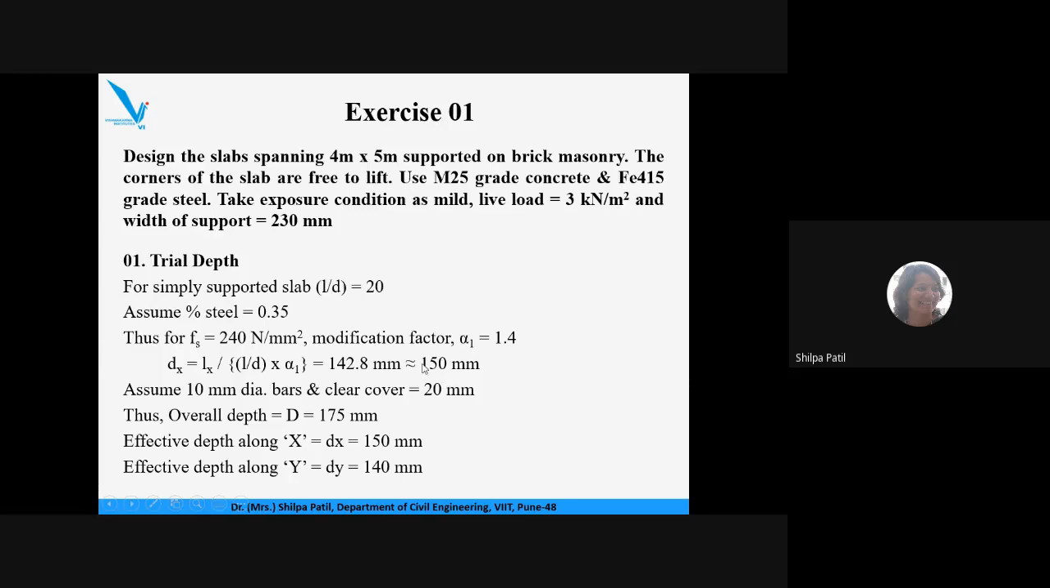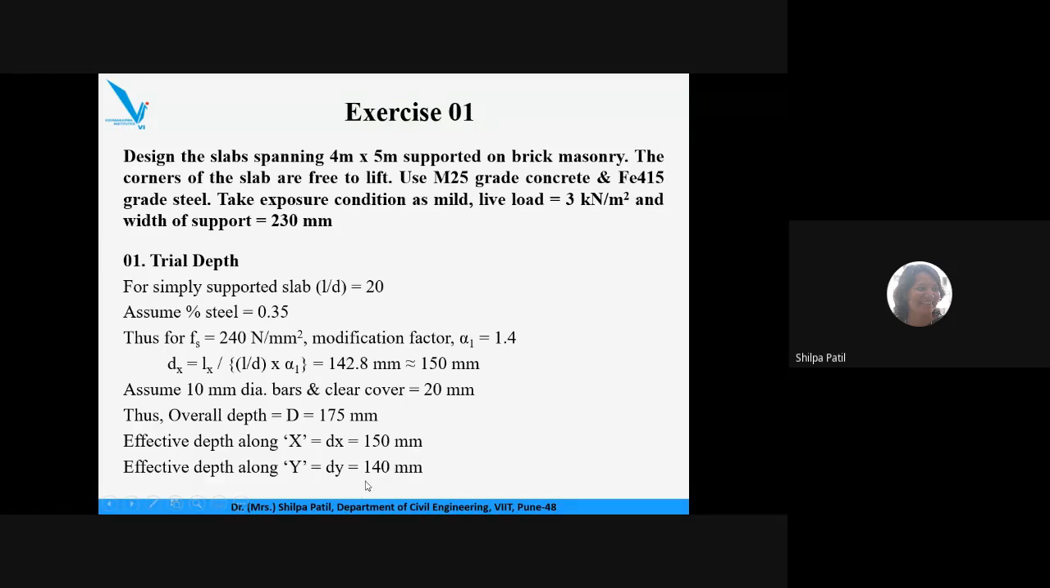Now here, as the effective depth is 150, it is sufficiently large. We can go to the higher diameter of the steel. So we have assumed here 10 mm diameter bars, and the clear cover is 20 mm for mild exposure condition. So the overall depth is coming as 150 plus half the bar diameter 5, because 150 is up to the CG of the bar, plus 20. So 150 plus 25, it is coming as 175 mm. So this is the overall depth of the slab. Now the effective depth along x direction, dx, is already 150 we have calculated. Along y, it is coming as 140.